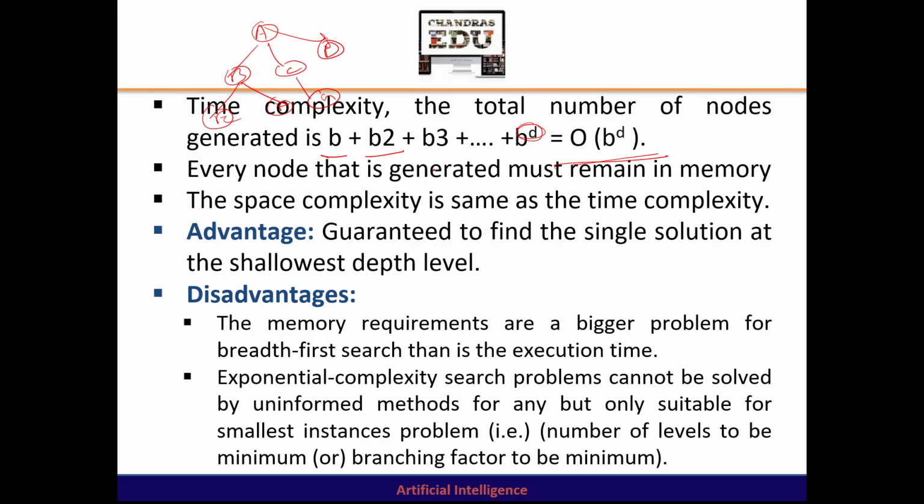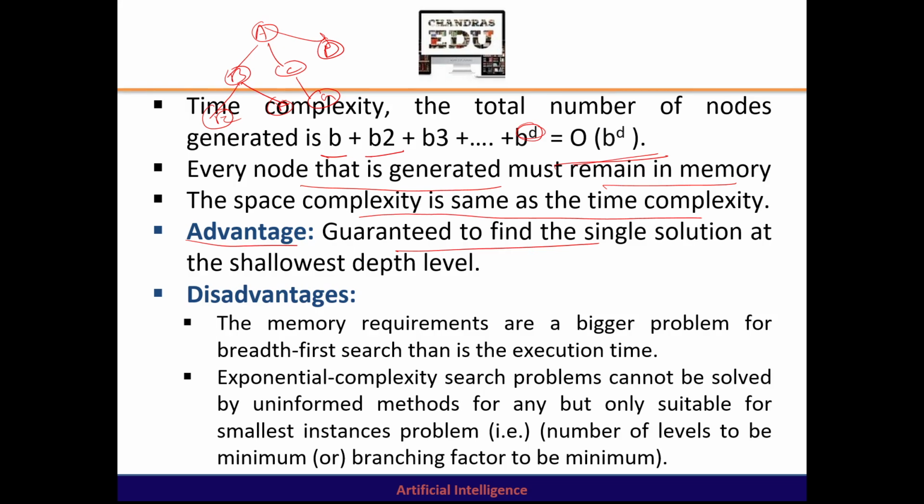One more thing is that every node that is generated must remain in memory, as it uses FIFO. Every node needs to be stored in memory for knowing the next level elements from the previous level. So memory is the main requirement, and it has the same space complexity as the time complexity. And the advantage is that it will guarantee the solution at the shallowest depth level.